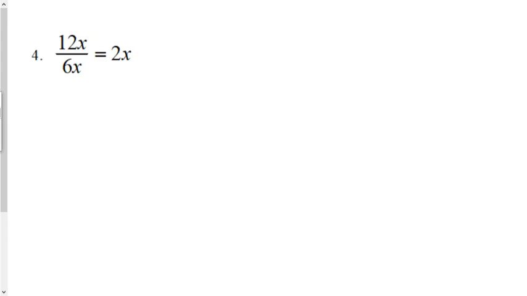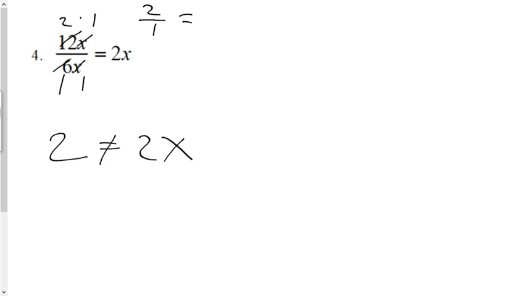Question 4. We're only going to get through the true and false probably in this class. Divide these two, you get 2 over 1. Divide the x's, you get 1 over 1. 2 times 1 is 2. 1 times 1 is 1. The answer for this side is just the number 2. And 2 does not equal 2x. And therefore, your answer is false.